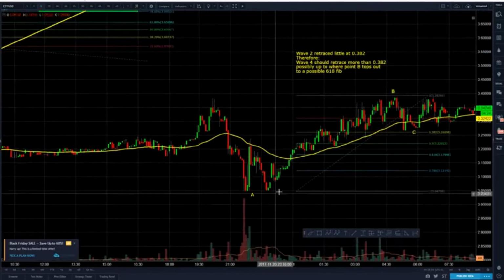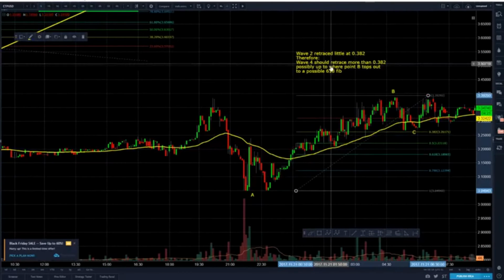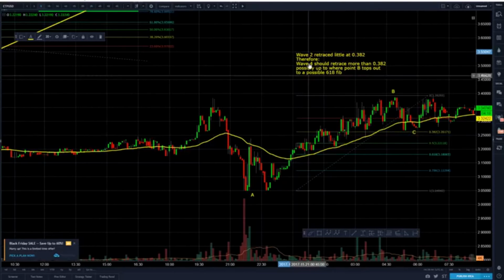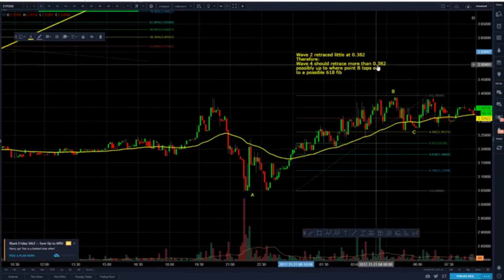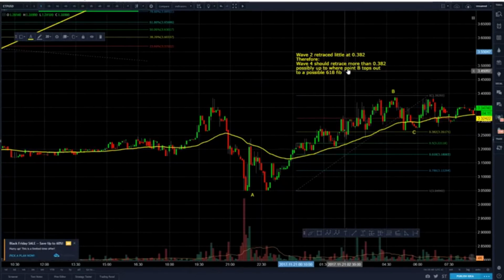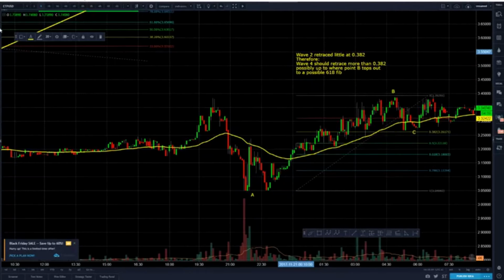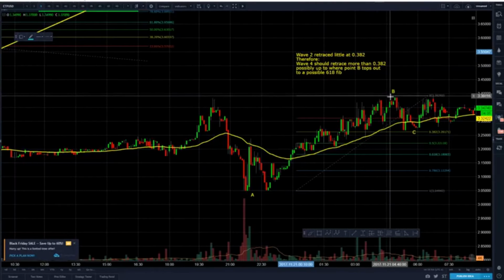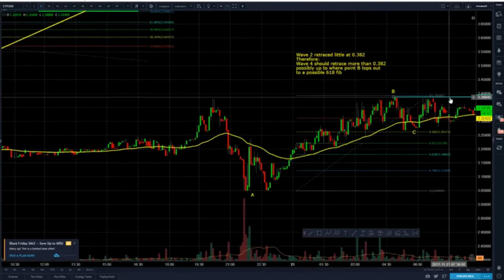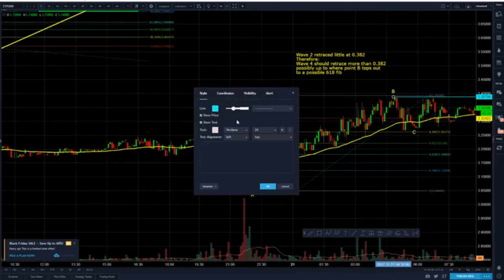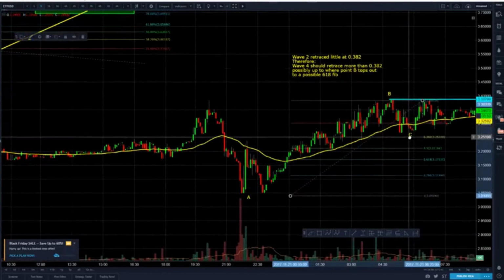So I noticed that this retraced 382, and I made a note to myself, wave 2 retraced little at 382, therefore wave 4 should retrace more than 382, possibly up to where point B tops out, to a possible 618 Fibonacci level. So we know that wave 4 never retraces to the territory of wave 1. That's where it ends, okay? I'm just calling this ABC right here, just so we can know where to set our Fibonacci, right?